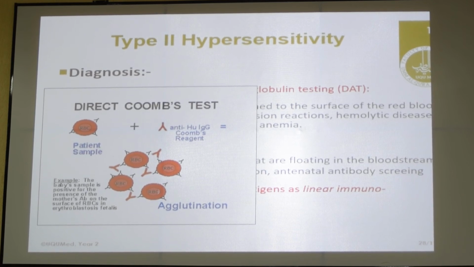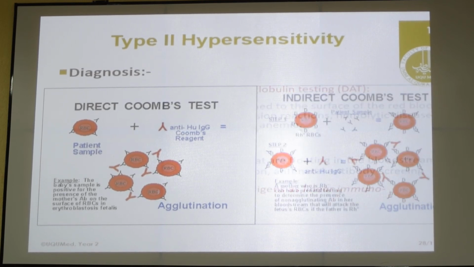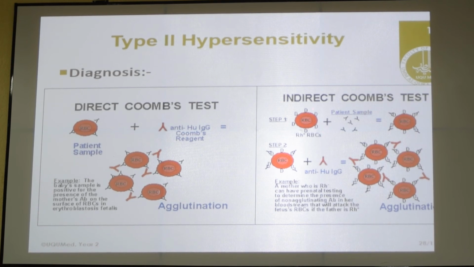And what does it show? It shows that the antibodies were coating the red blood cells. Okay, this is the direct Coombs test. On the contrary, the indirect Coombs test has the red blood cells and the antigen, but the antibodies are in the serum, not on the surface of the red blood cells.